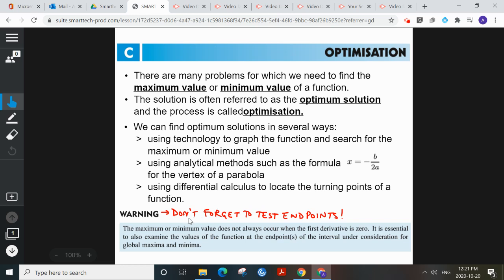Okay? And just a warning as we move forward, you have to remember that when we're looking for the maximum and minimum points, we can find them using calculus, but we also need to test endpoints. So we need to consider that the maximum or minimum value does not always occur when the first derivative is 0. Sometimes the endpoints are the highest or lowest that a function ever gets.